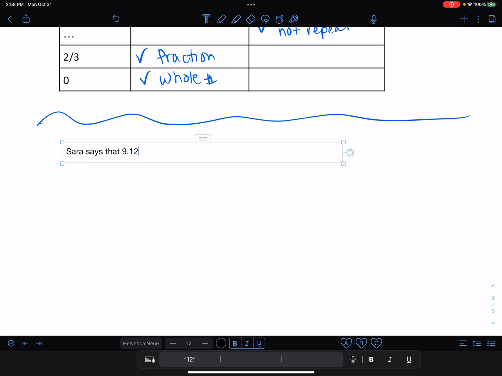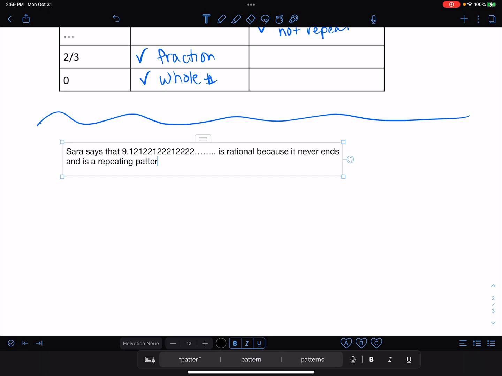Sarah says that 9.12121222 is irrational because it never ends and is a repeating pattern. Mary says that it is irrational. Who is right and why?